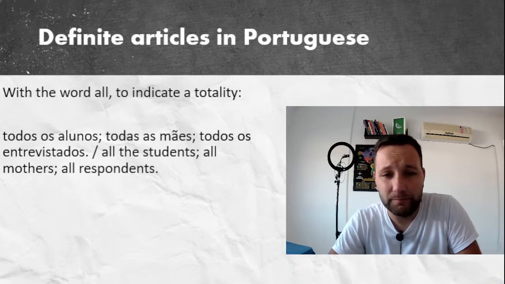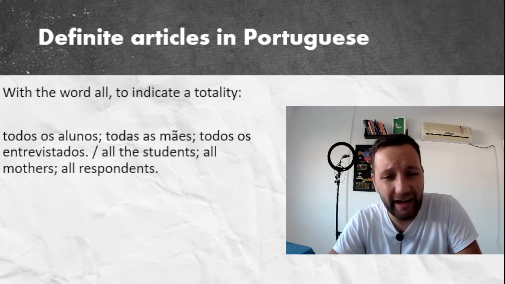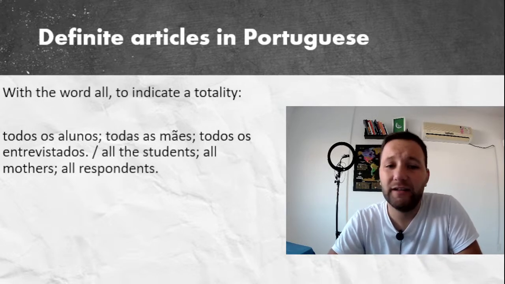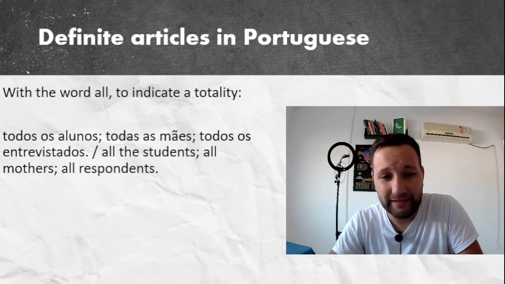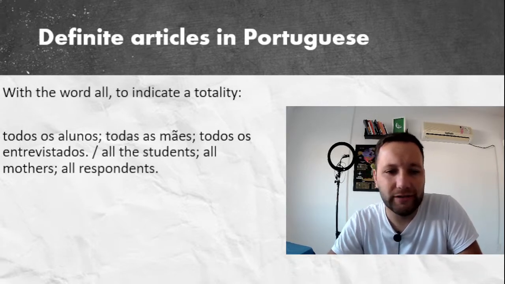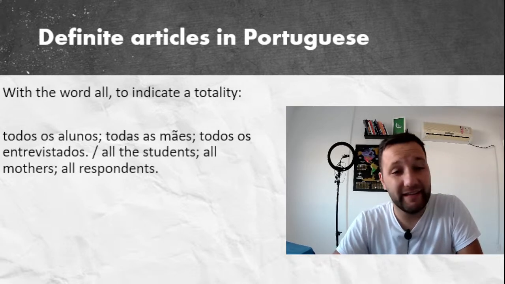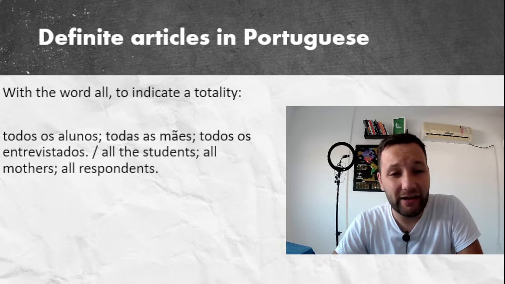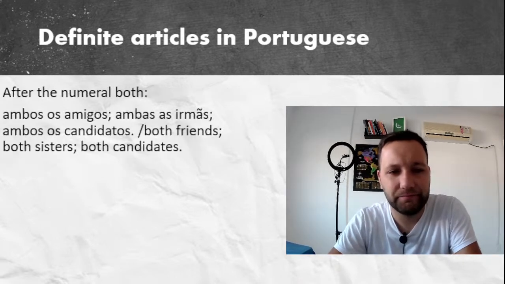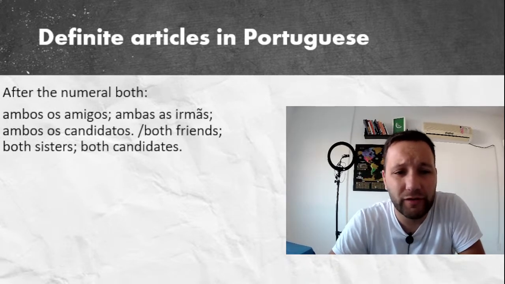For example, todos os alunos, all the students, todas as mães, all mothers, but all the mothers would be, if you translate the articles, todos os entrevistados, all respondents. Easy or not? And also after the numeral both, that is ambos.